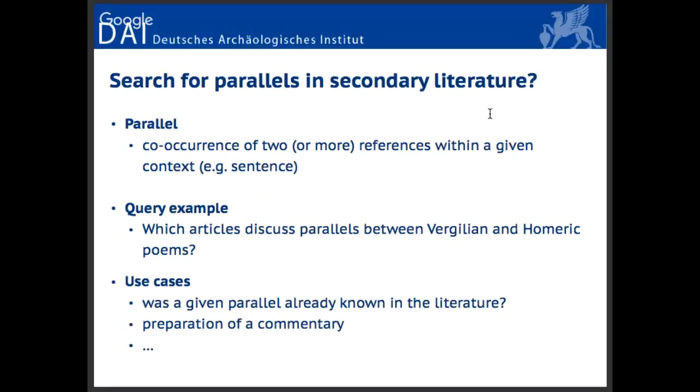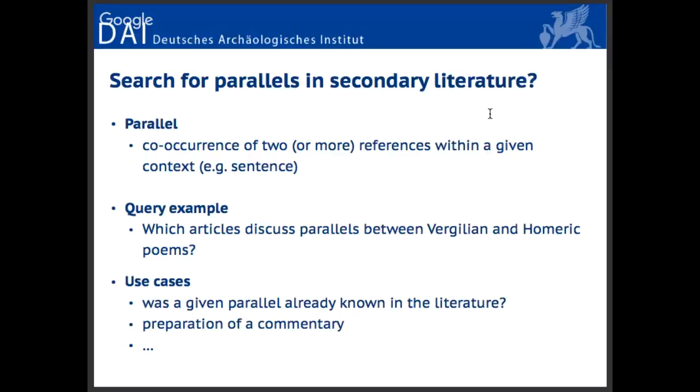For example, you can search for parallels, and one type of parallels that is interesting to look at is intertextual parallels. With this system, I'm not able to discern which parallels cited by a scholar are intertextual and which are not, but I can define a parallel as a co-occurrence of two or more references within a given context, and in my case, it's the sentence. That's why I'm capturing sentences.